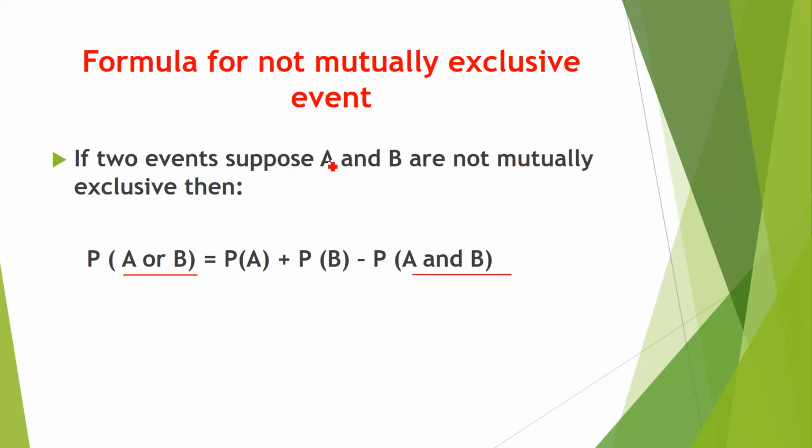So how will we find it? First of all, we have to find the probability of the first event, then the probability of the second event, and then add the probability of the first event and the second event and subtract the probability of A and B. I will show you in the next slide with an example that whatever numbers we write here, there is some duplication, so we have to subtract that duplication in this part, right?